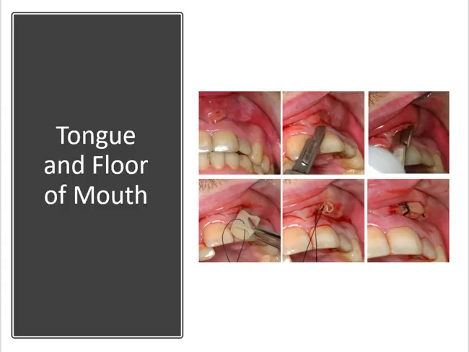Then we have procedures under excision, same family, tongue and floor of mouth. And here I want you to notice, as you look from page to page, you see some of the same types of procedures being performed, biopsies and excisions, but again, specificity regarding that body part is going to be critical.